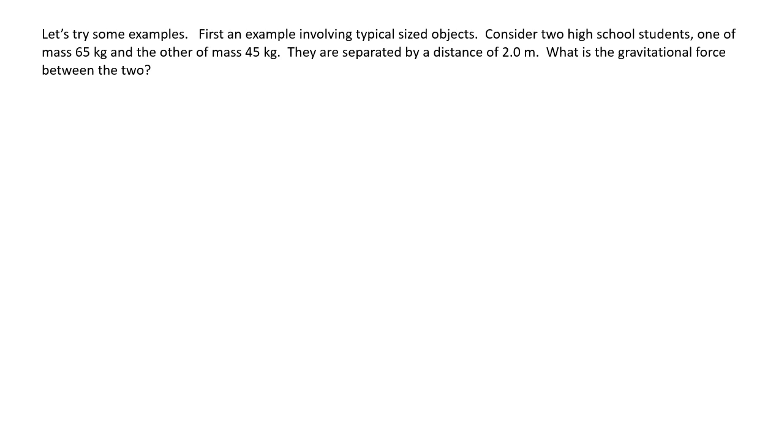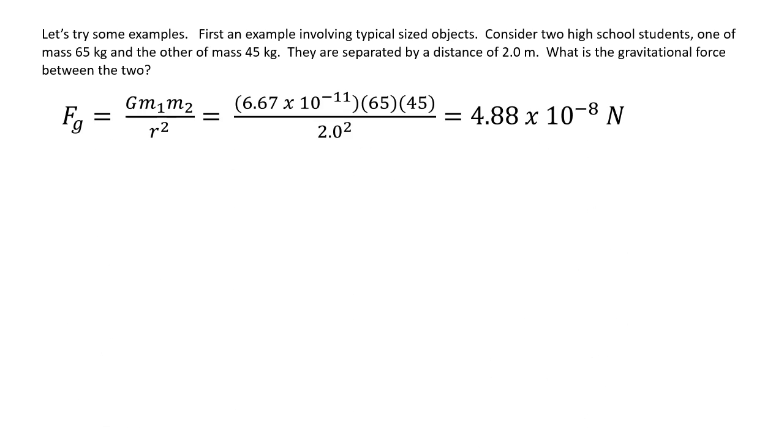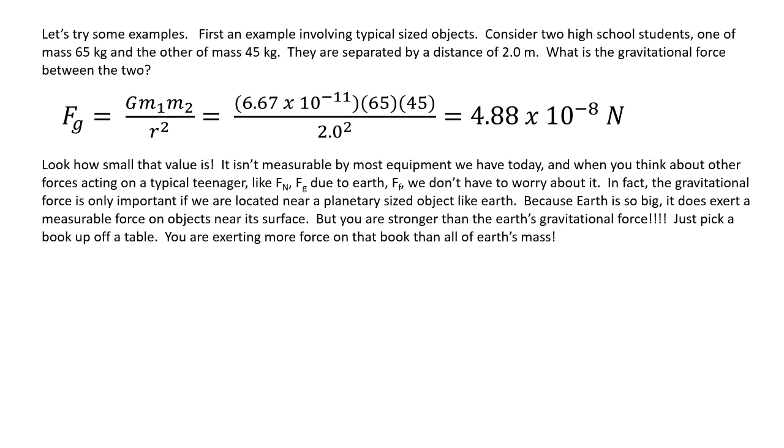Let's try some examples. First, here's an example involving typical size objects. Consider two high school students, one of mass 65 kilograms and the other of mass 45 kilograms. They're separated by a distance of about 2 meters. That's typically two teenagers standing in the hall talking to each other. What is the gravitational force between the two? If I put the numbers in, 6.67 times 10 to the minus 11th times 65 times 45 over 2 squared, I get a value of 4.88 times 10 to the minus 8th newtons. That's a really small number. It really isn't even measurable by most equipment we have today.